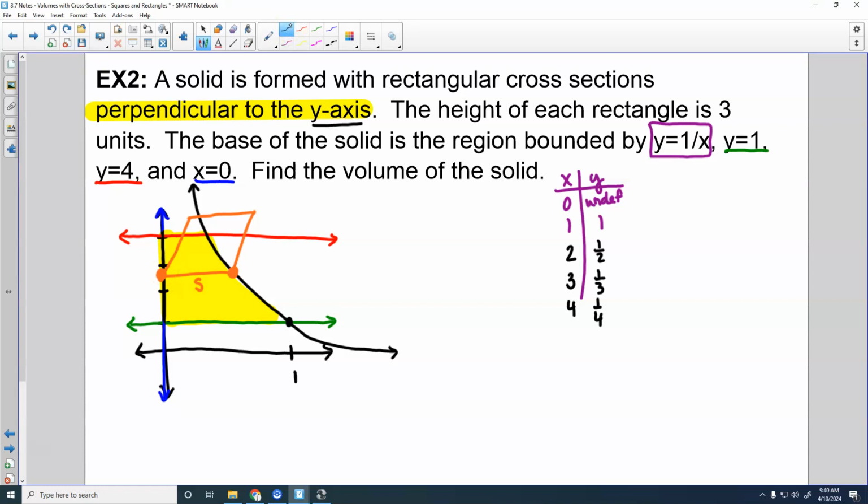Now, we are still using squares, right? I think. No, oh, rectangular. Okay, so our cross section is a rectangle with height equals 3. So actually, well, this is okay, like I've got it drawn. We can still call that bottom side S right there. What's the height of that rectangle right there?